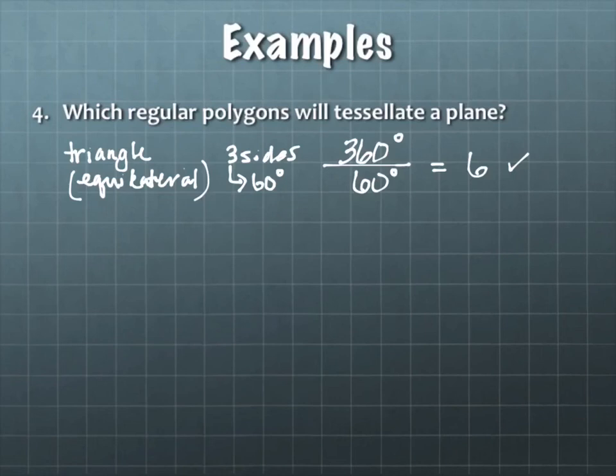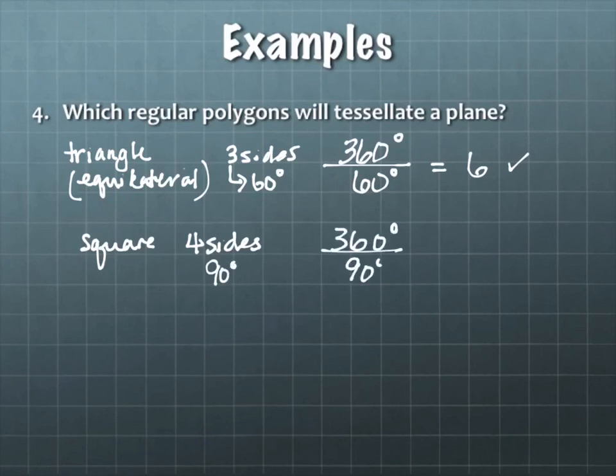Now we're going to go to a square. A square has 4 sides. What are its angle measures? Yep, they're 90 degrees. Will 360 divide by 90? Yes, what does it give me? 4. So it works.